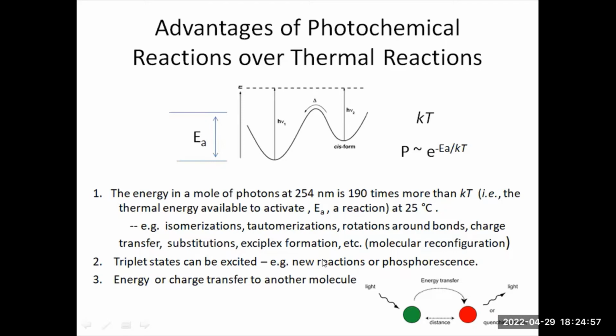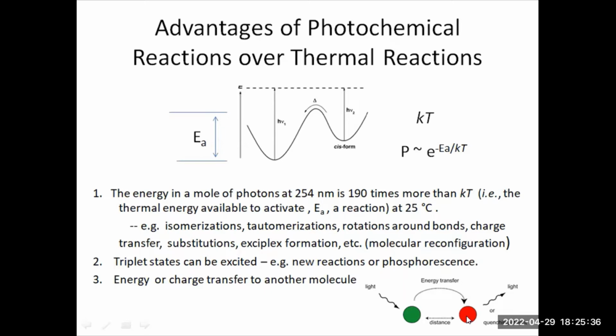Another advantage of these photochemical reactions is that we can have energy transfer from one molecule to another, which normally could not happen in thermal reactions, because the energy given to a molecule is only a very small energy due to the thermal motion, the collisions with the other molecules in the system. But if we excite the molecule through a photon, then we could have a large energy, and that energy can be transferred to another molecule.